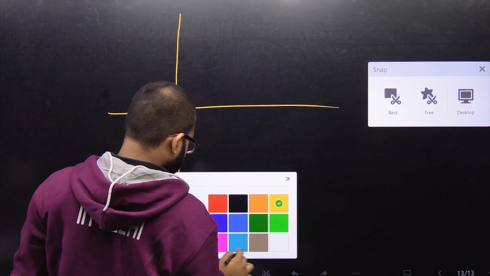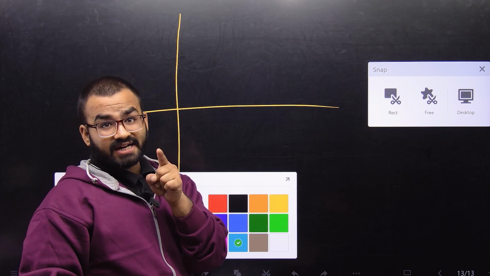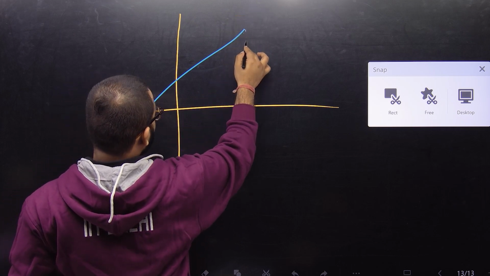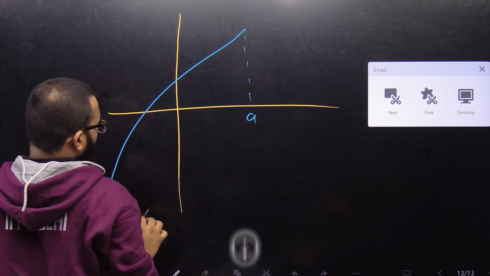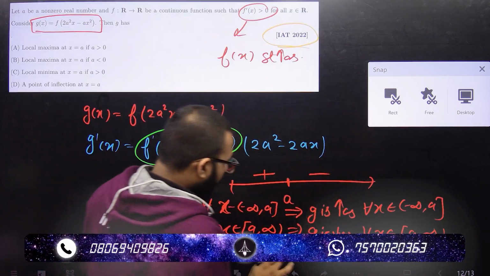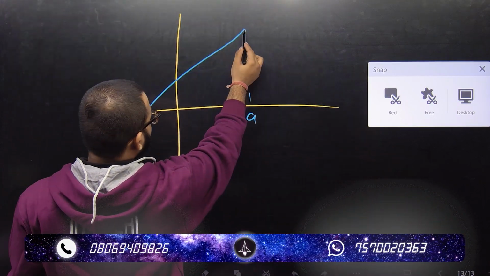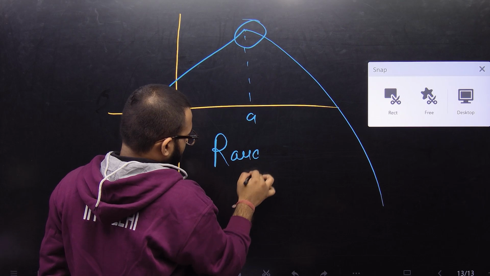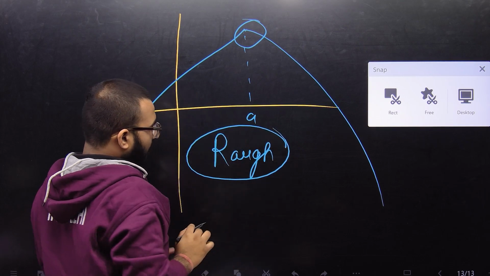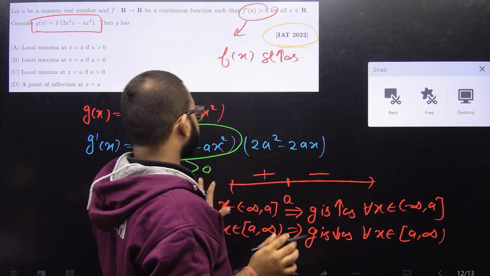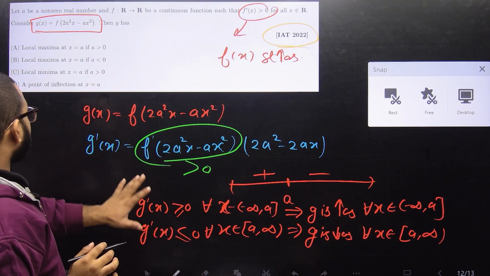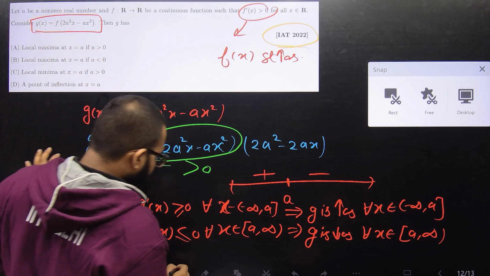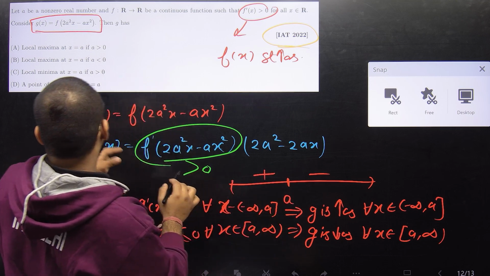So let's draw a rough sketch. Remember, it is a rough sketch, not an exact sketch. From minus infinity to a, our function is increasing, and that is at x equal to a. After that, from a to infinity, our function is decreasing. So we get a maxima. I can't draw the exact graph, because we don't know the value of f(x) and what the function f(x) is. So via the rough sketch, we find that at x equal to a, this function has a local maxima.